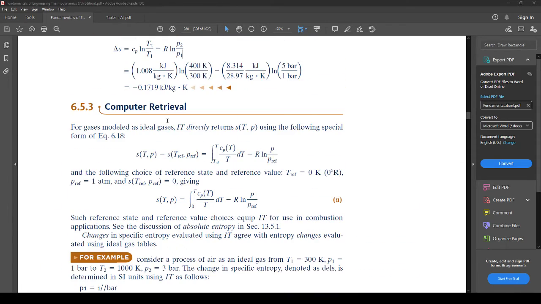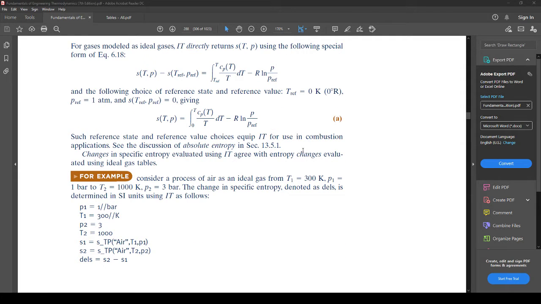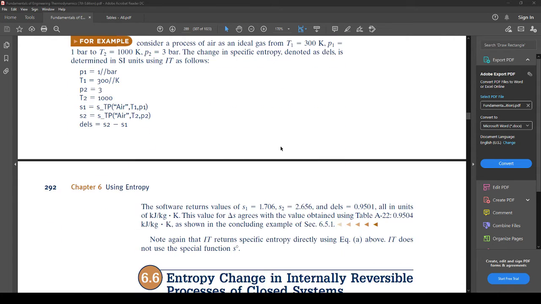We're going to skip the computer retrieval of data because we don't have the software. Okay, you have a computer, obviously, but we don't have the software, so we're not going to do it.